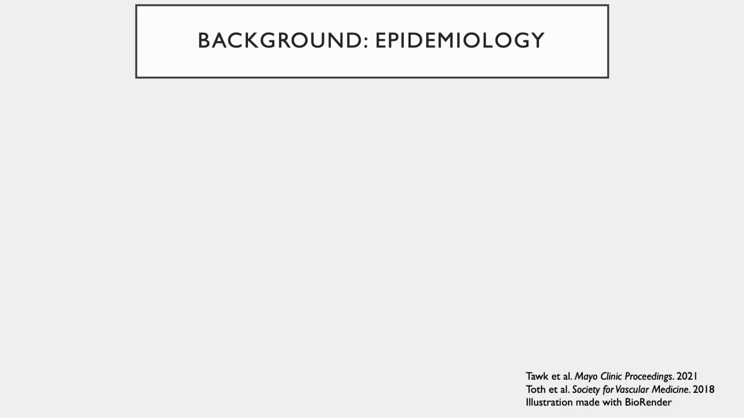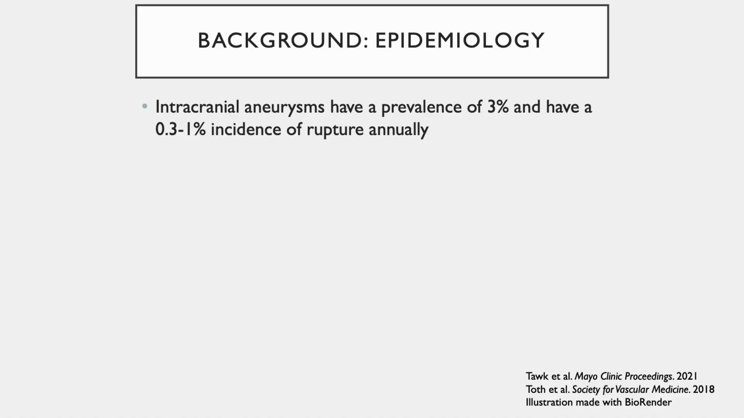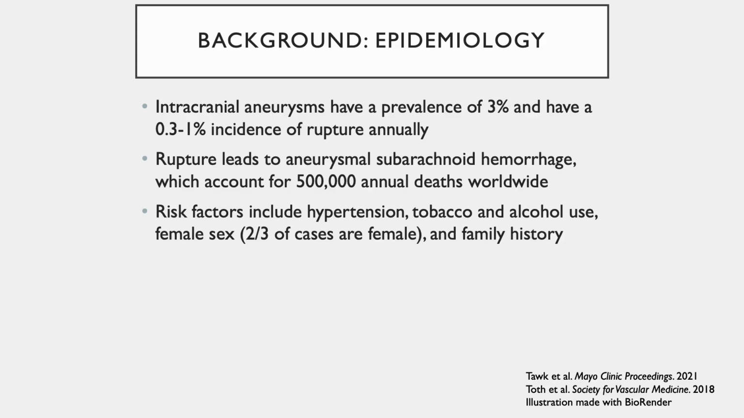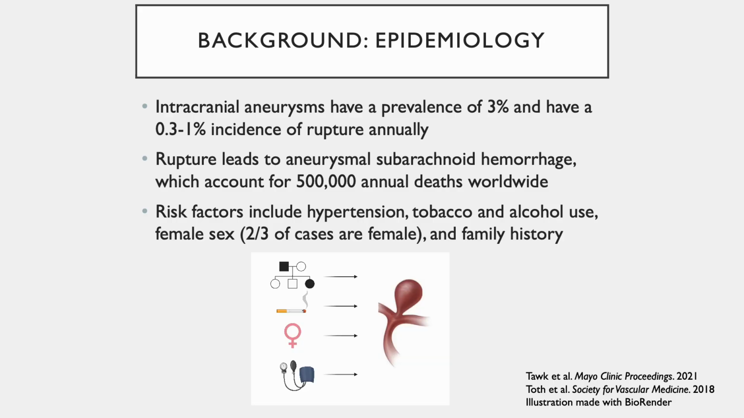So first off, for some background, specifically on epidemiology, intracranial aneurysms have a prevalence of about 3%, and about 0.3 to 1% rupture annually. As I previously mentioned, rupture accounts for about 500,000 deaths every single year worldwide. There are various risk factors, but some of the more prominent ones include hypertension, tobacco and alcohol use, and female sex, and also family history, as you can see in this nice little cartoon.